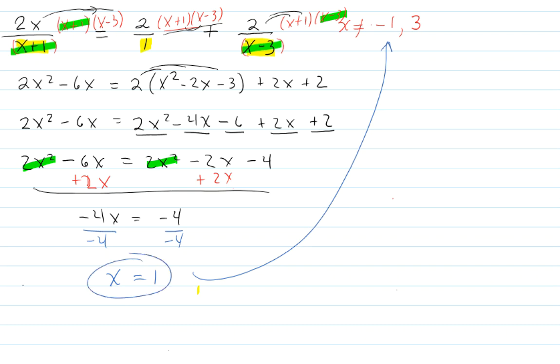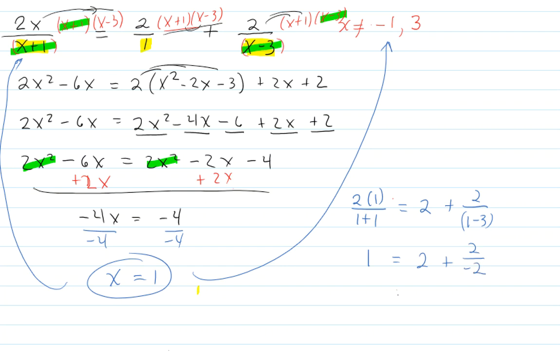This one's actually fairly easy to check too. If you put the 1 back in the original equation, we're going to have 2 times 1 over 1 plus 1. Does that equal 2 plus 2 over 1 minus 3? Let's see, 2 times 1 is 2, over 2 is 1. Does that equal 2 plus, here we have 2 over a negative 2, which is a minus 1. So sure enough, we have 1 equals 1. It checks out. So that's it.